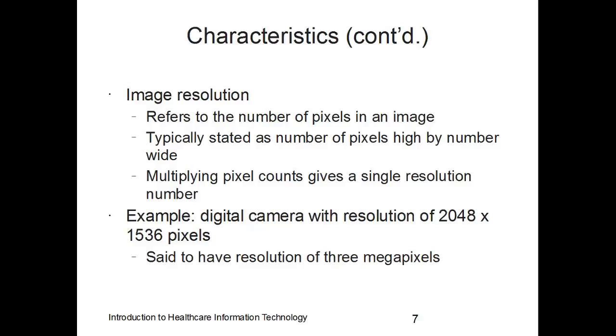Image resolution, this refers to the number of pixels in an image. It is typically stated by the number of pixels high by the number of pixels wide, so length times width. And multiplying the pixel counts will give a single resolution number. For example, a digital camera that has a resolution of 2048 pixels high by 1536 pixels wide. If you multiply these two values together, you get a value over 3.1 million pixels. So that is equivalent to 3 megapixels. The prefix mega is a reference to million, so 3 million pixels.